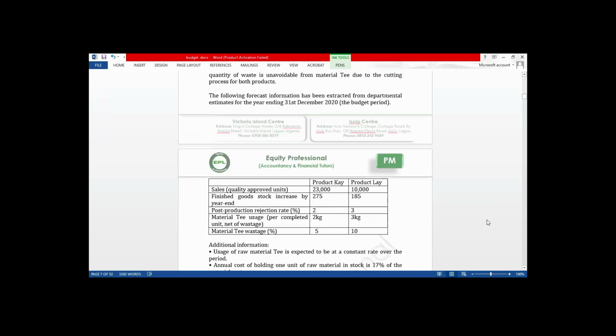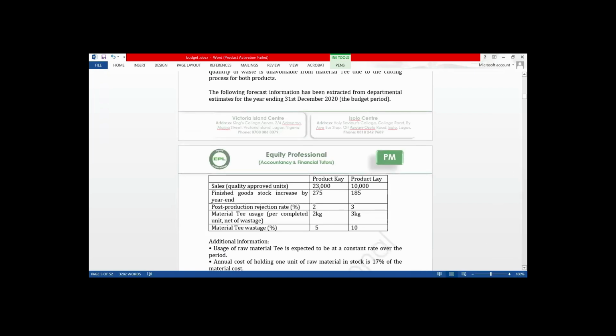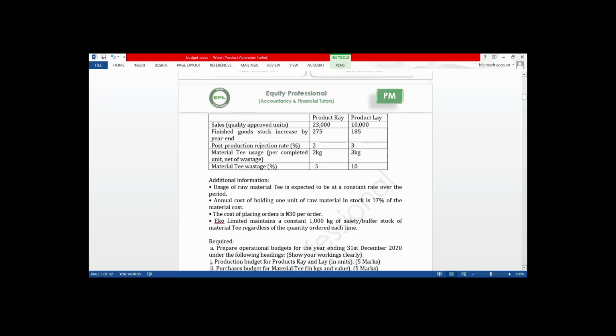Okay. Look at additional information. Examiner says Eco Limited maintains a constant 1,000 kg of safety or buffer stock of material C, regardless of quantity purchased each time.